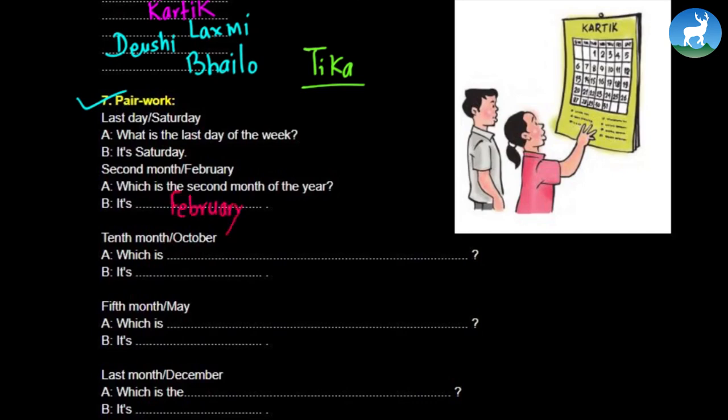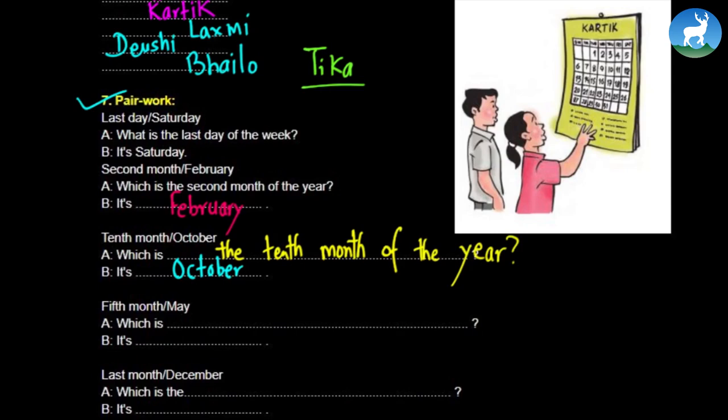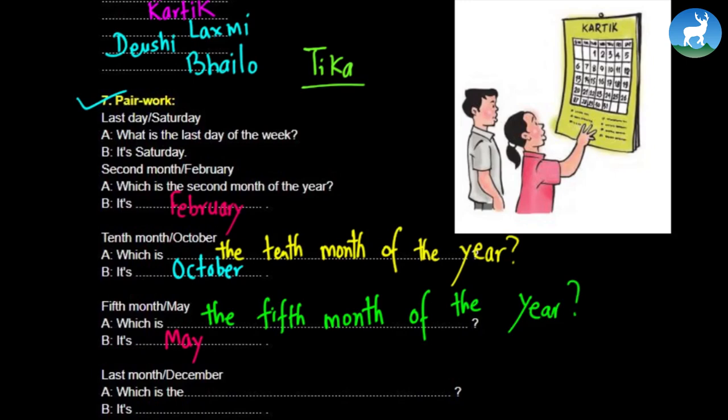Okay, 10th month, October. Which is the 10th month of the year? And the answer to that question is, it's October. 5th month, May. Which is the 5th month of the year? The answer is, it's May. Last month, December. Which is the last month of the year? And the answer to that question is, it's December.